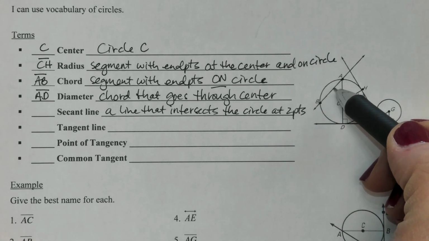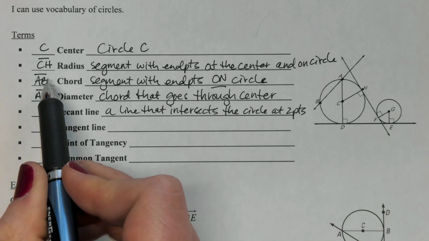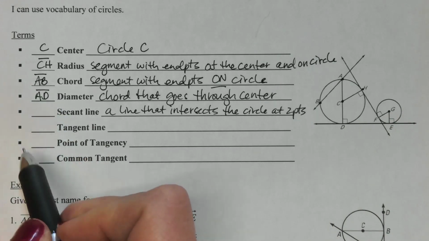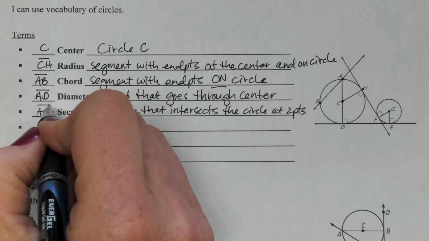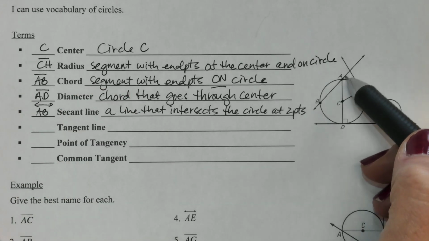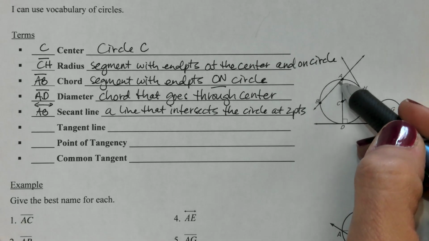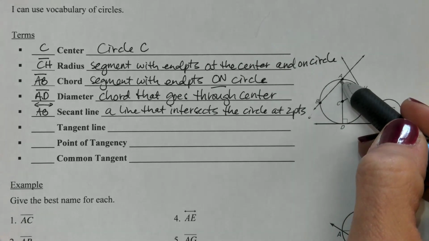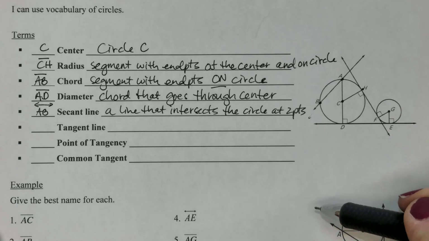We're just going to notate it a slightly different way. So up here it was a chord that has two ends on the circle. This is going to be more of a line. It's going to extend beyond the circle. So any line that extends beyond the circle and cuts right through it, hits it twice, that would be a secant.